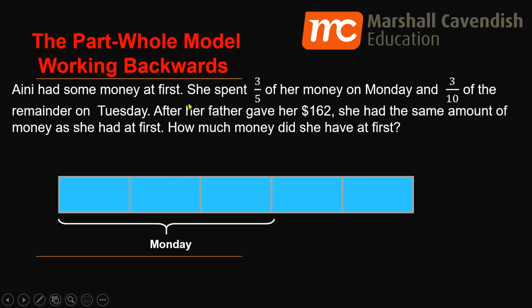Aini had some money at first. She spends 3 out of 5 parts. So they're all together here, 5 parts, but Aini spent 3 parts on Monday, and then 3 over 10 of the remainder. So you can see that this is the remainder. There are 2 parts here. The remaining parts are 2, but she spent 3 out of 10. That means I must break these 2 parts or divide these 2 parts into 10 parts like this.